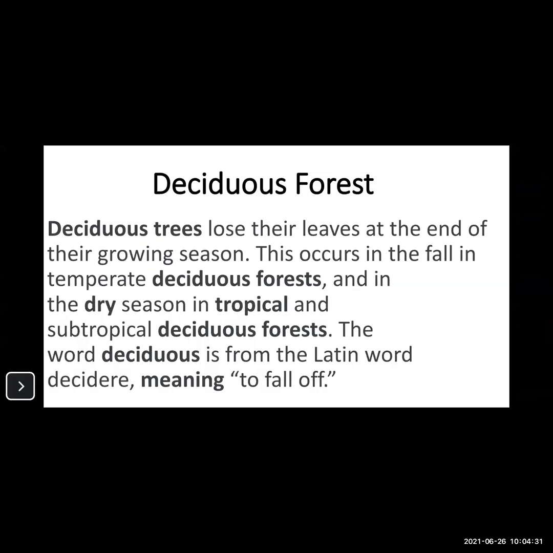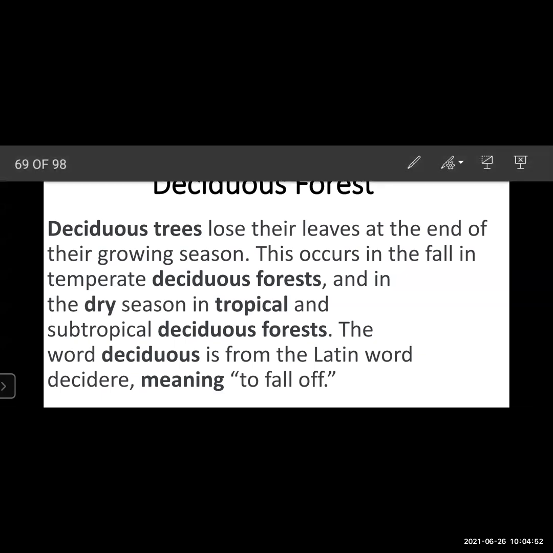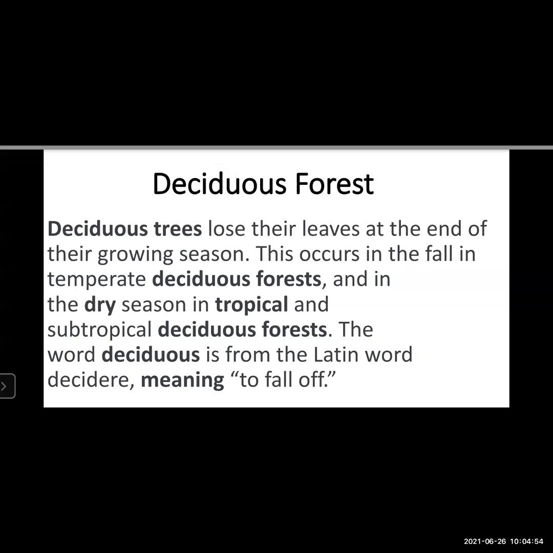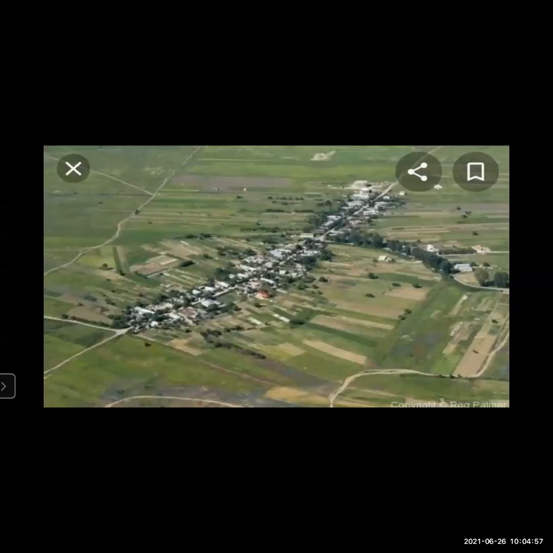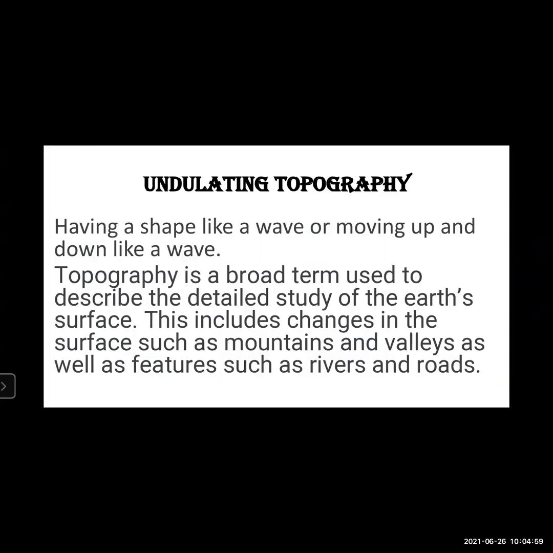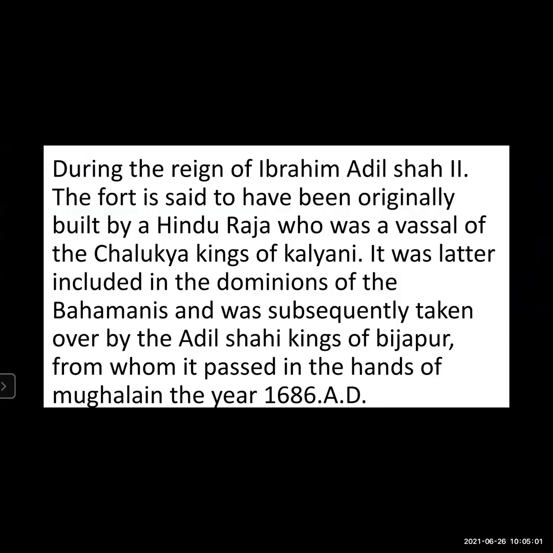Now, what is deciduous forest? Deciduous trees lose their leaves at the end of their growing season. This occurs in the fall in temperate deciduous forest and in the dry season in tropical and subtropical deciduous forest. The word deciduous is from the Latin word decidere, meaning to fall off. I've explained this also, what is deciduous forest and when they shed their leaves, in the previous lecture.